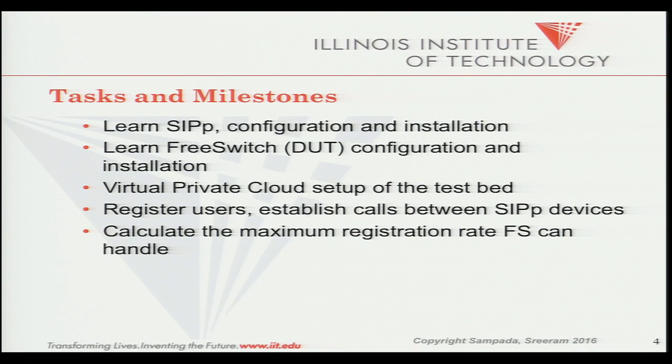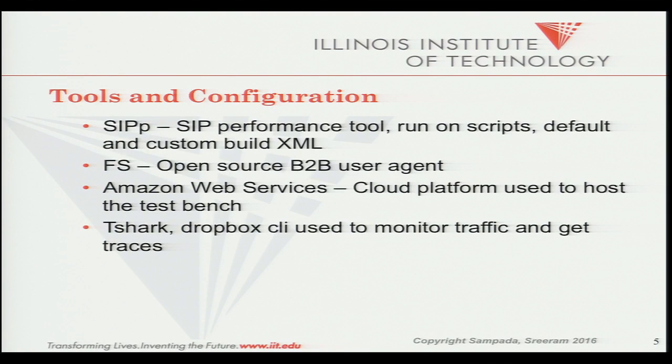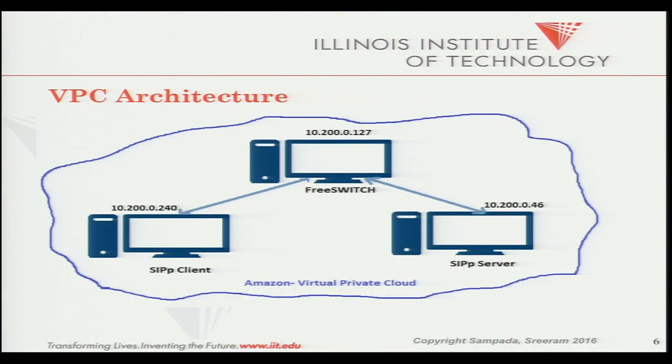We have used tools like T-Shark and Dropbox, which we used for collecting the traces from the FreeSwitch in the instance in the cloud and getting them onto the remote devices. So this is the architecture which is up in the cloud.